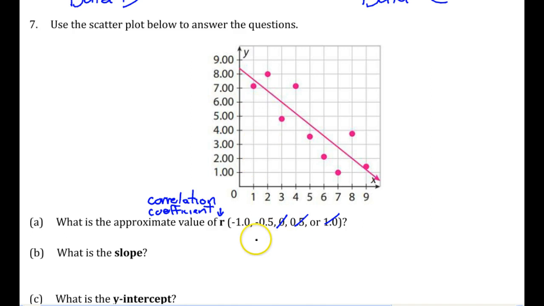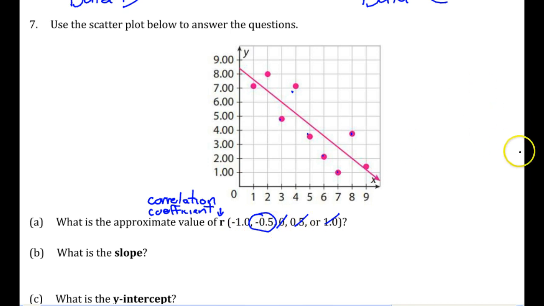So the question you're left with, are these strongly correlated or just moderately? So you get to judge, are these pretty close to the line or are they kind of off the line a little bit? Okay, I would say they're not exactly on the line like they would be like right here. That'd be close to 1, so that's not happening. So I'm going to go with the negative 0.5.